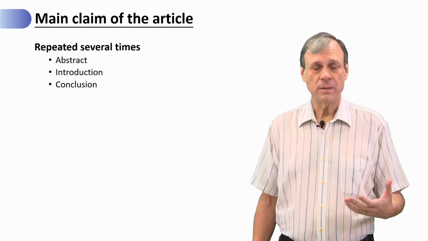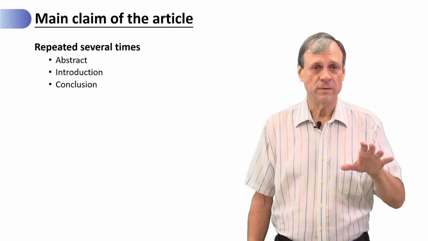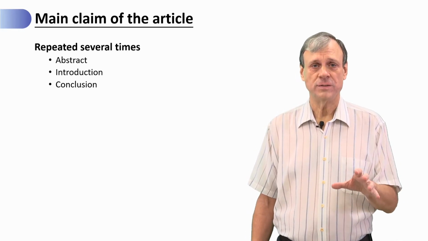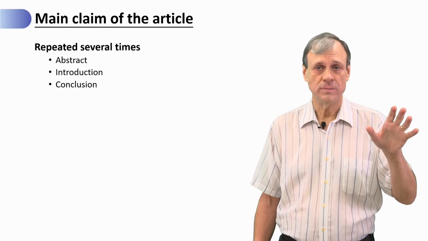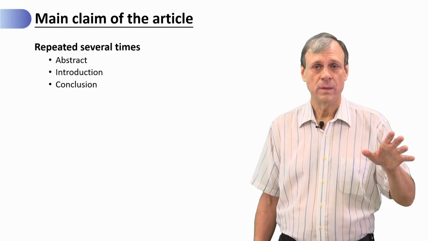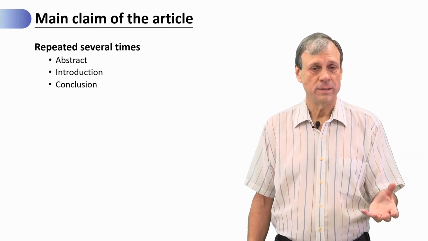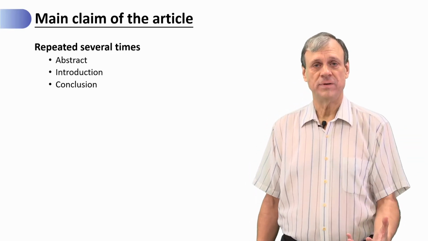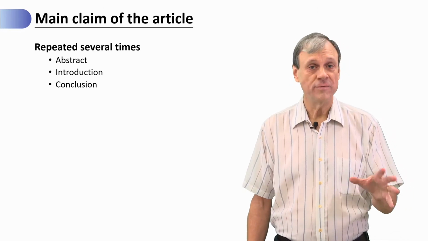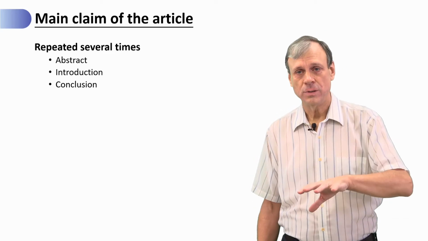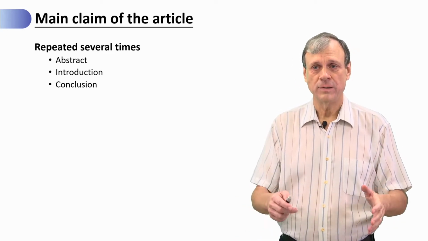So this main claim is actually repeated several times. The first time it's found in the article itself is usually in the introduction, because the abstract is not considered part of the actual article. But it should be in the abstract as well. And also then in the conclusion where you say, we have answered this question, we have solved this problem. And so if you have trouble finding it in the introduction, you can look in the abstract or conclusion for similar wording and try to find it that way.